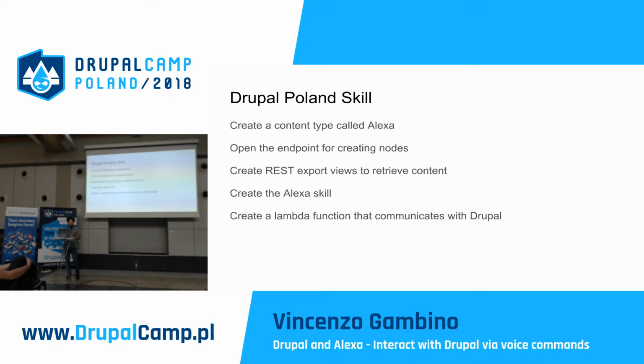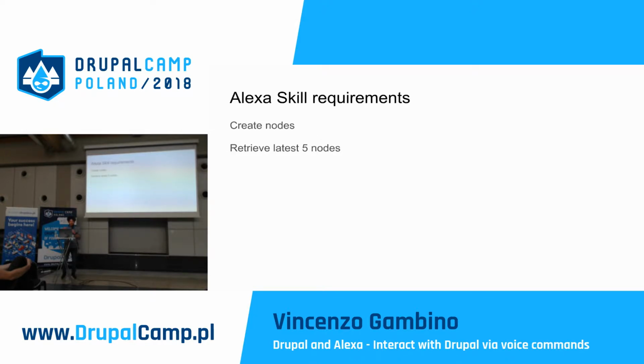And to do this, we will build a Drupal Poland skill. In this skill, we will create a content type called Alexa on a Drupal installation. We will open the endpoints for creating the nodes. We will create a REST export view to retrieve the content. Then we will create the Alexa skill, and then we will create a Lambda function that communicates with Drupal. So the skill requirements are: we can create nodes, and we can retrieve the latest 5 nodes.